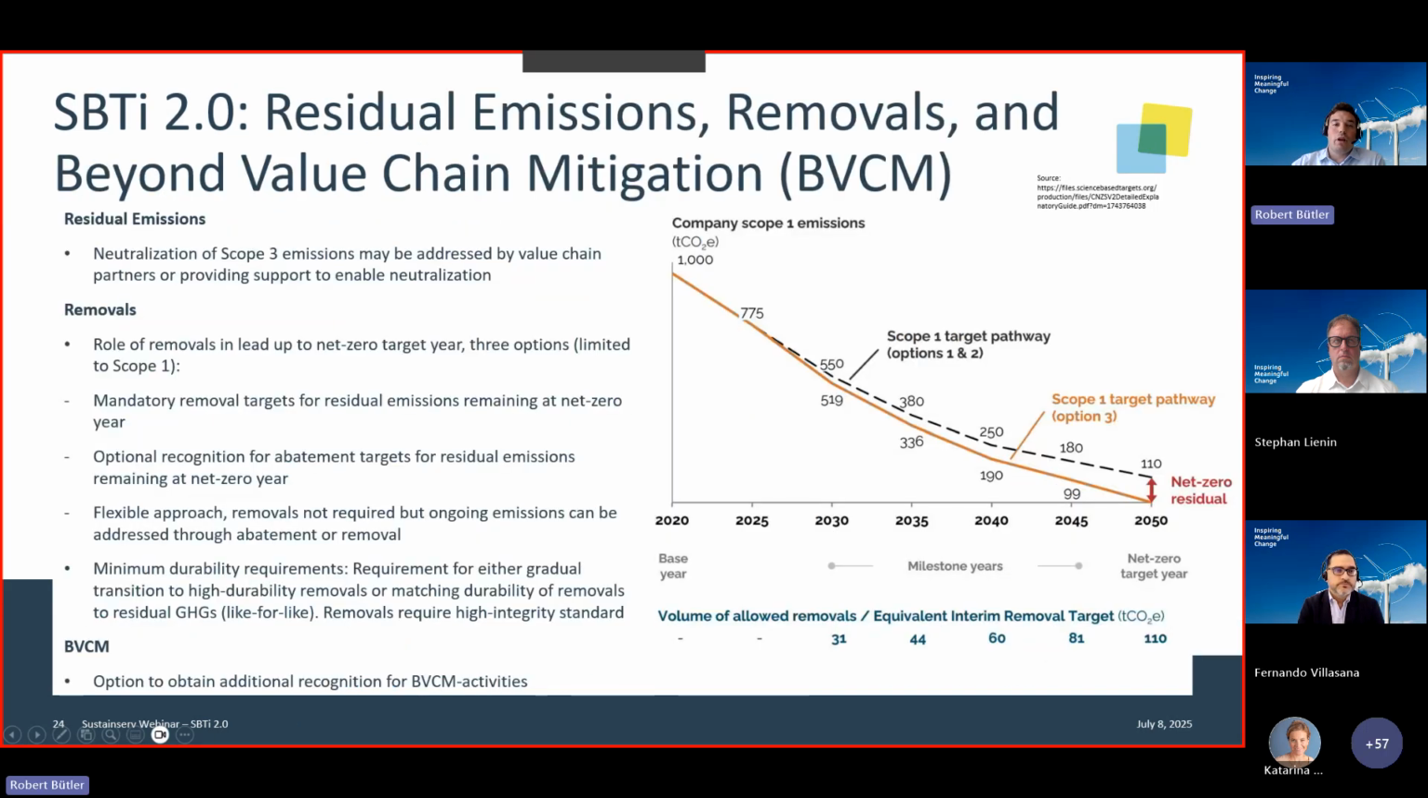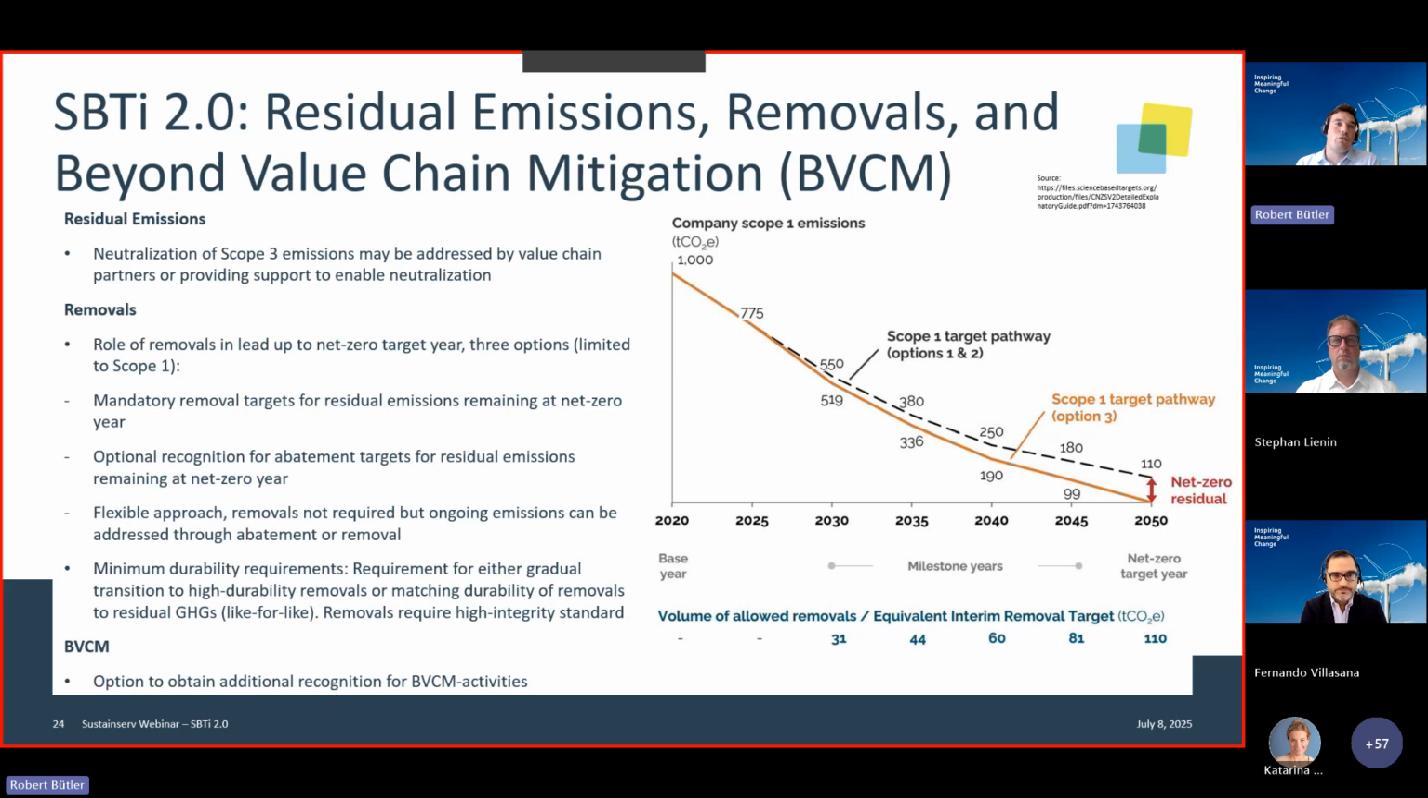So moving on to the next big topic, SBTi residual emissions, removals and beyond value chain mitigation. The topic of neutralizing all residual emissions is quite familiar, but removals are now introduced as well, within 3 different options. So option 1 proposed by SBTi in its new standard would be to have mandatory removal targets. Option B, or option 2, would be to have optional recognition for abatement or removal targets at the time of net zero target year. And there is a third flexible approach where removals are not required, but ongoing emissions can be addressed through abatement or removal.